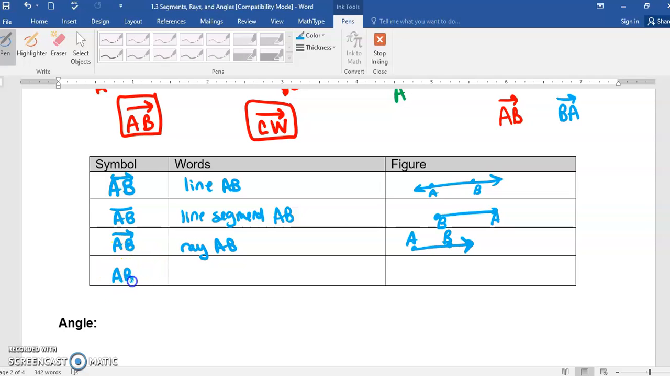No notation at all on the top is the measure of line segment AB. Okay, so that's actually a number. That might be 4 inches. There's no figure for that because it's a measure. It's a number. Alright, I'm going to stop there for this video, and I'll pick it up here for the next part.